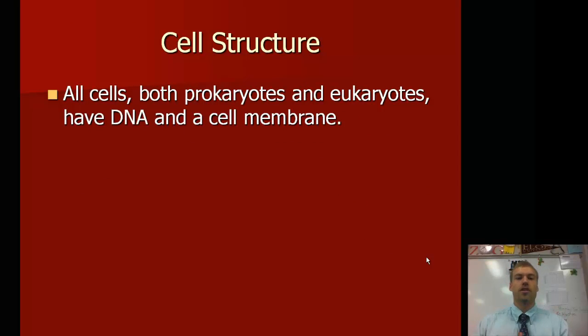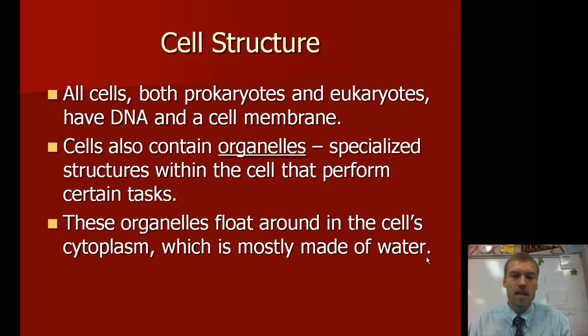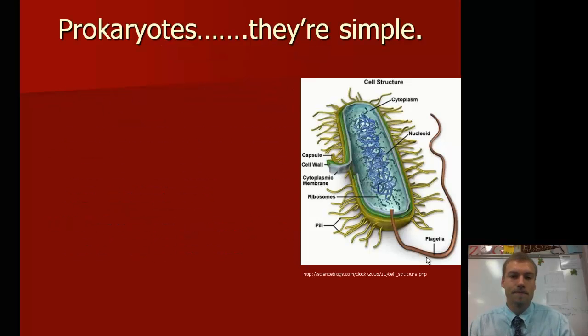So cell structure. All cells, both prokaryotes and eukaryotes, have DNA and a cell membrane. That's just kind of the basic outline. Cells also contain organelles, and that means little organ. So they're basically like organs in our bodies, but they're small and specialized structures within a cell that perform particular tasks. And the organelles float around inside the cell's cytoplasm, which is the space in between the cell membrane and in eukaryotes the nucleus and in prokaryotes the DNA, and it's mostly made up of water.